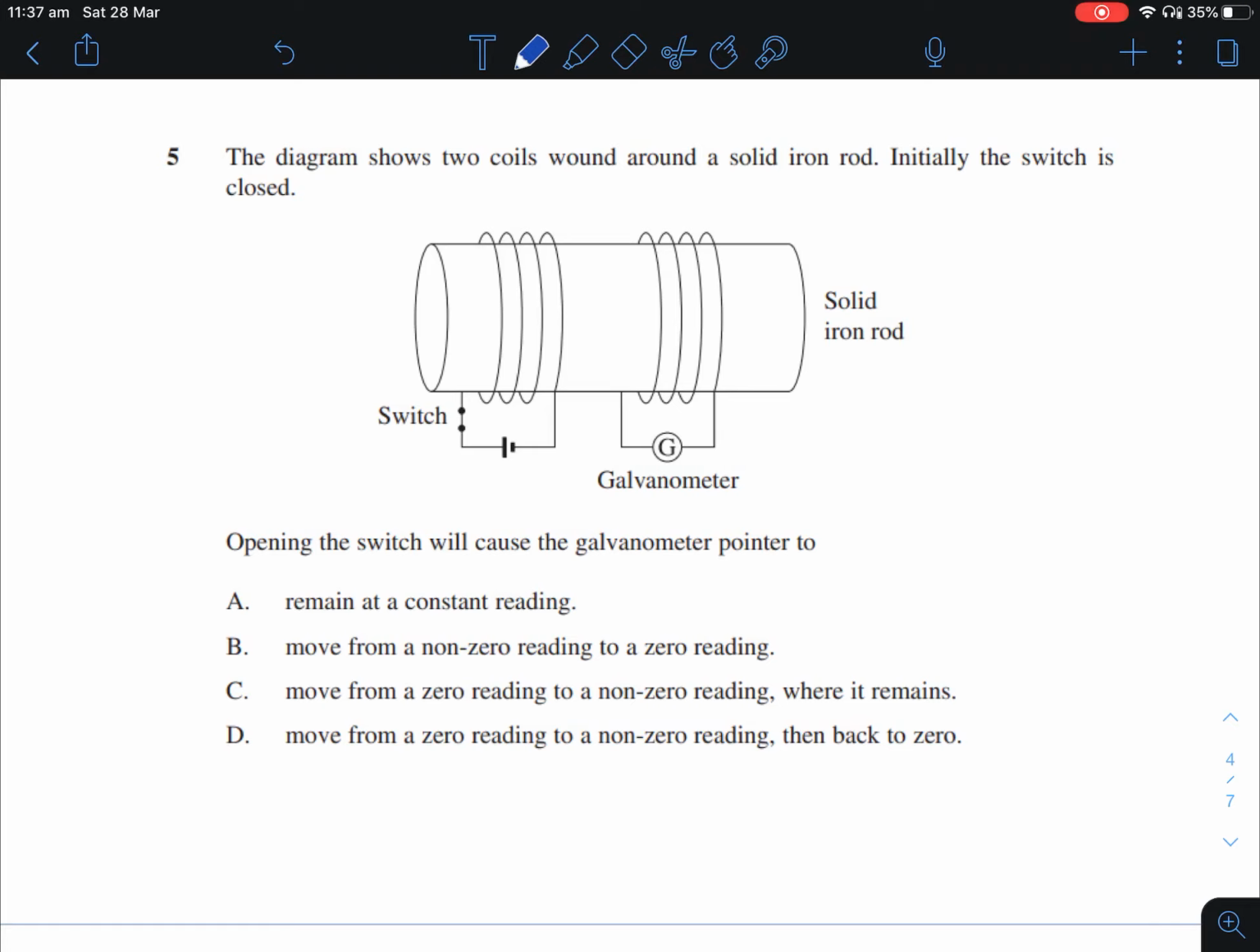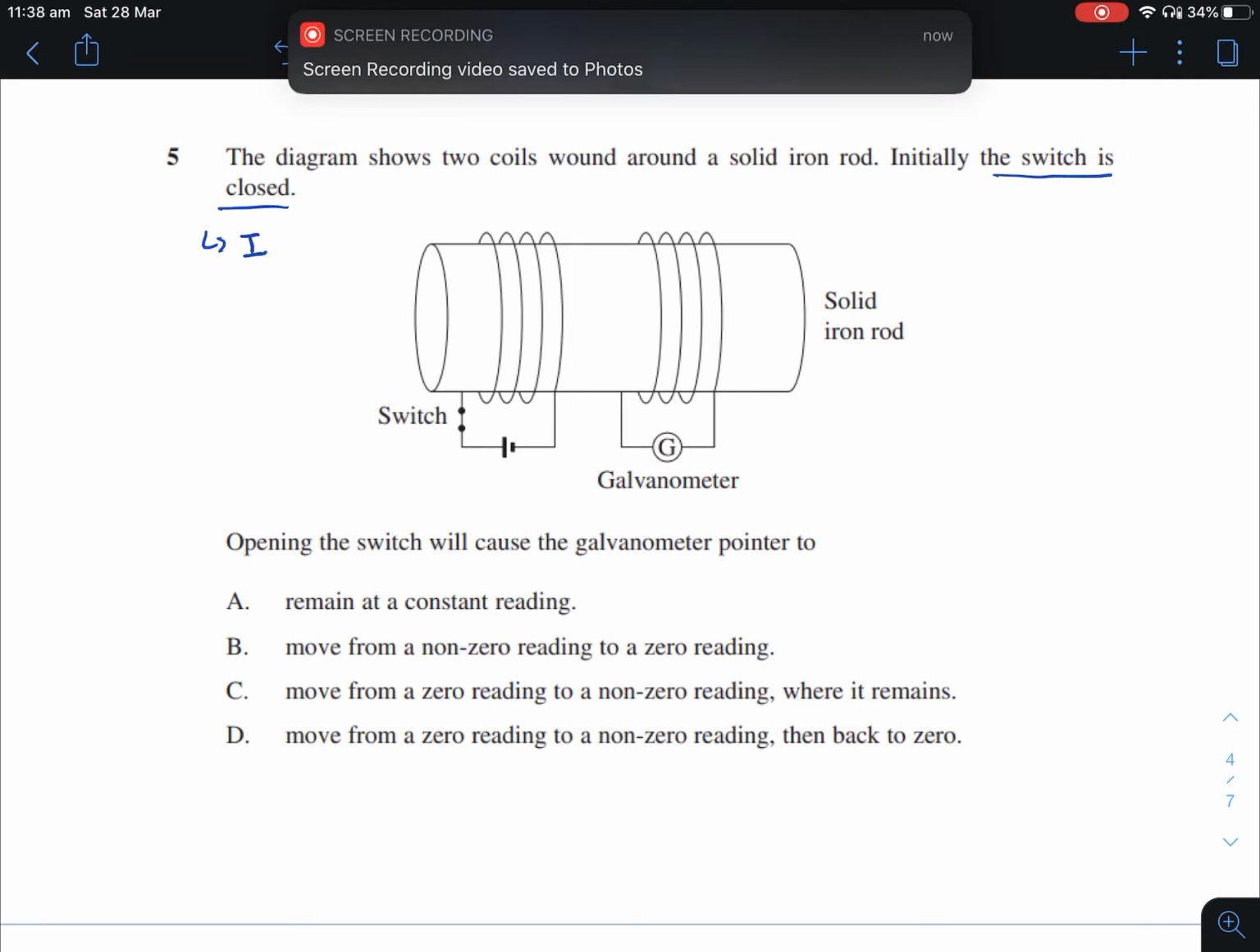This is question 5. The diagram below shows us a solid iron rod, and on the iron rod there are two coils. One of the coils on the left here is connected to a switch, and we're told that initially the switch is closed. What does that mean? It means that it forms a closed circuit. It means that current is flowing.